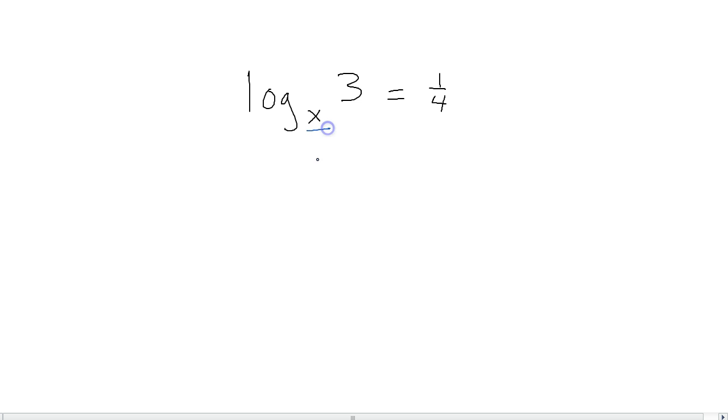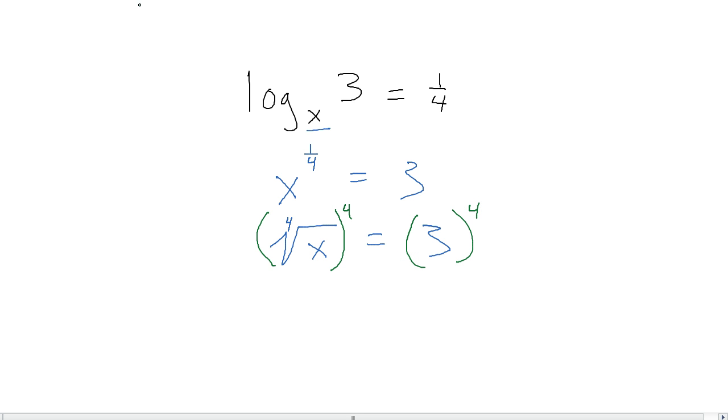If you have the variable in your base, then what you might want to do is write it in exponential form. X to the 1/4 equals 3. Now remember, a 1/4 as an exponent is the exact same thing as a fourth root. So if I want to undo a fourth root, then I need to take both sides to the fourth. On the left side, these undo each other and I just get an x. On the right side, 3 to the fourth. 3 times 3 is 9, times 3 is 27, times 3 is 81. So x would equal 81.